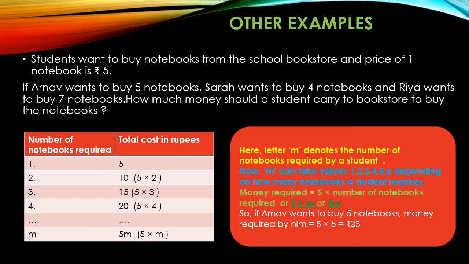Now if Arnav wants to buy 5 notebooks, the money required by him will be 5 into 5 equals 25. Simply put m equals to 5. And for Sarah, put m equals to 4. For Ria, put m equals to 7. So we create a general formula here, 5 into the number of notebooks required by students, to calculate the money required.